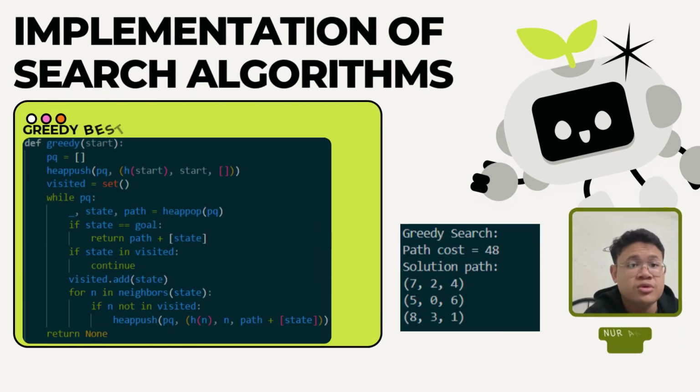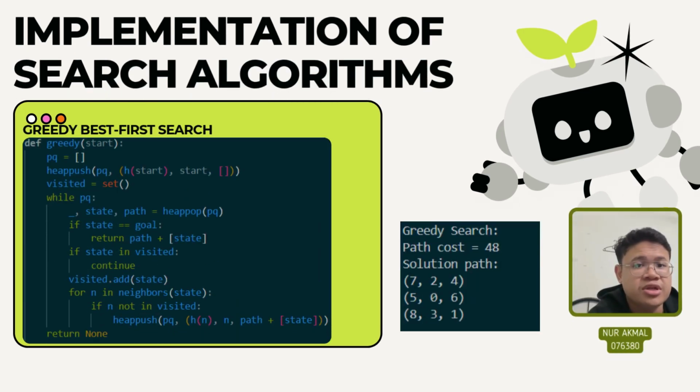This could demonstrate the greedy best first search algorithm. We start with the function greedy search, where a priority queue stores states based on their heuristic value. The algorithm always picks the state that looks closer to the goal according to the heuristic function. If the current state matches the goal, we return the path. Visited states are skipped to avoid repetition, and new states are added to the queue with their heuristic value.